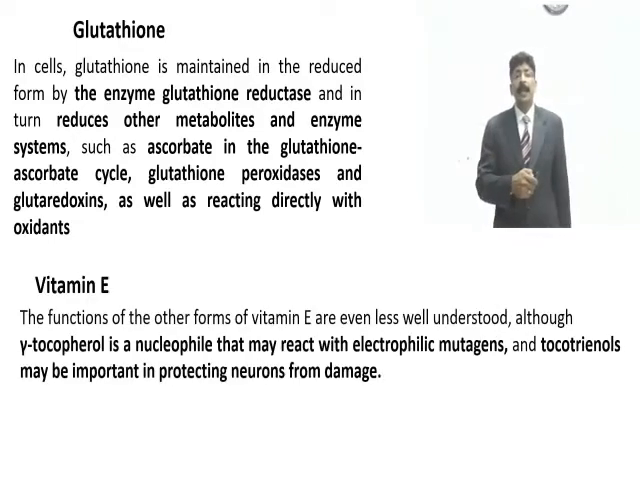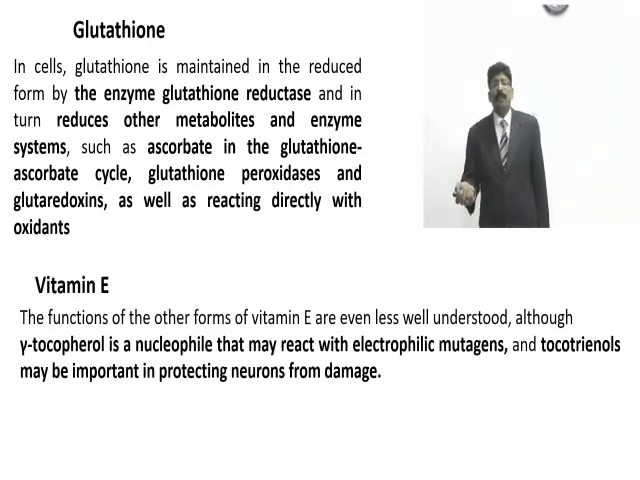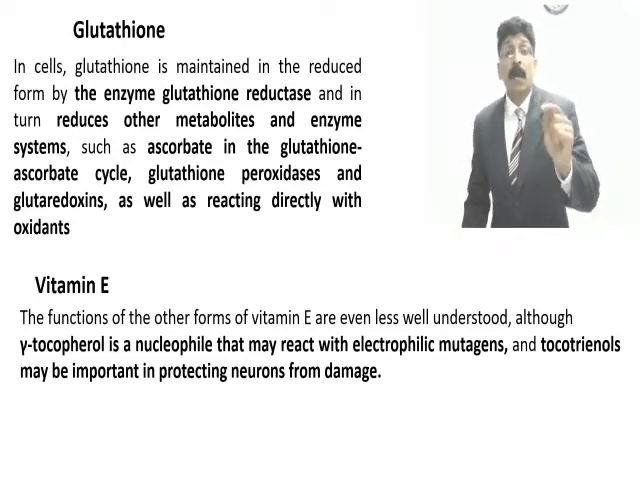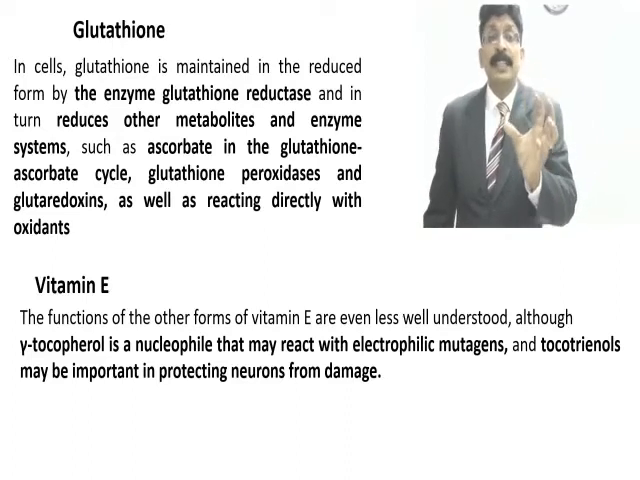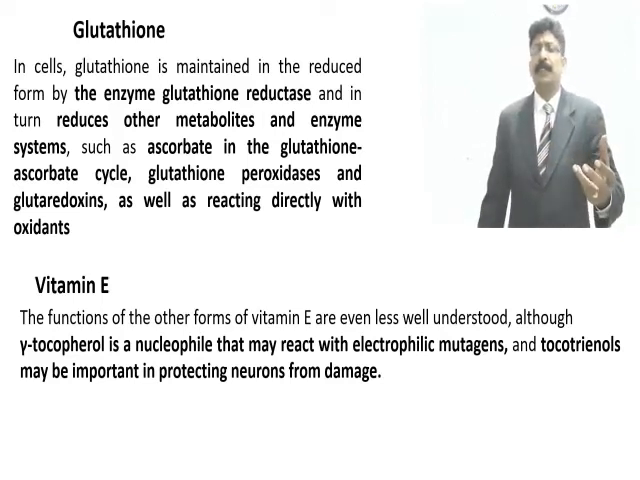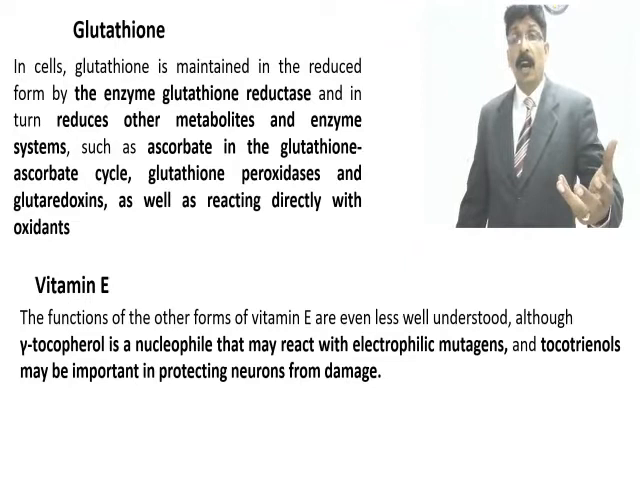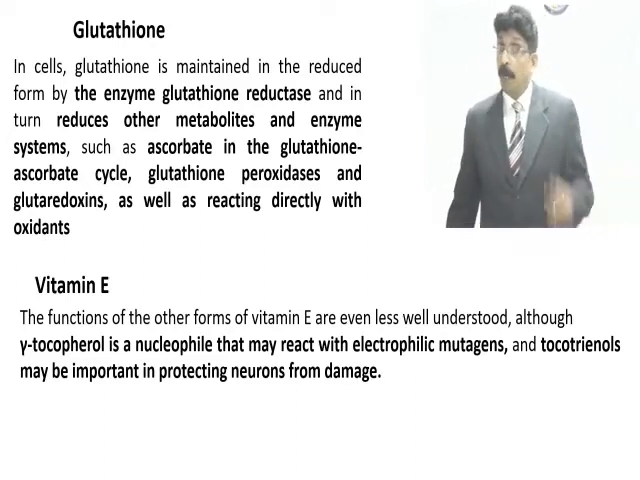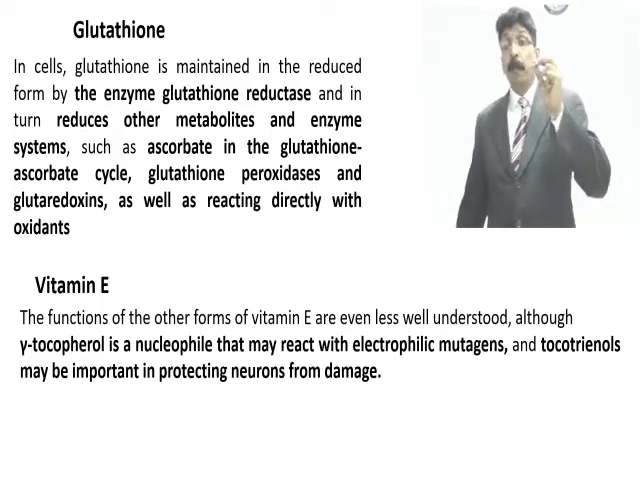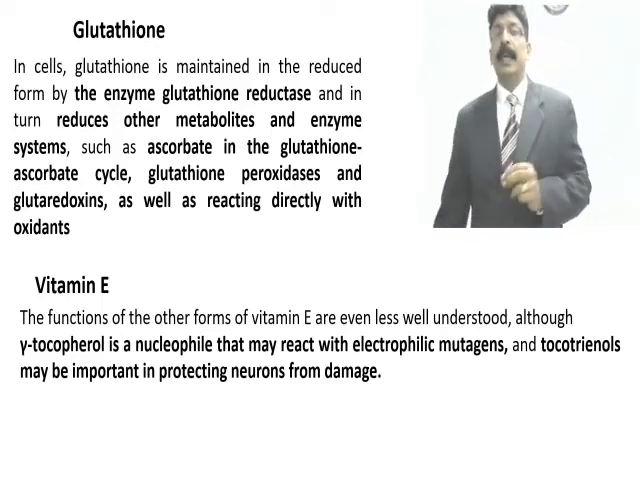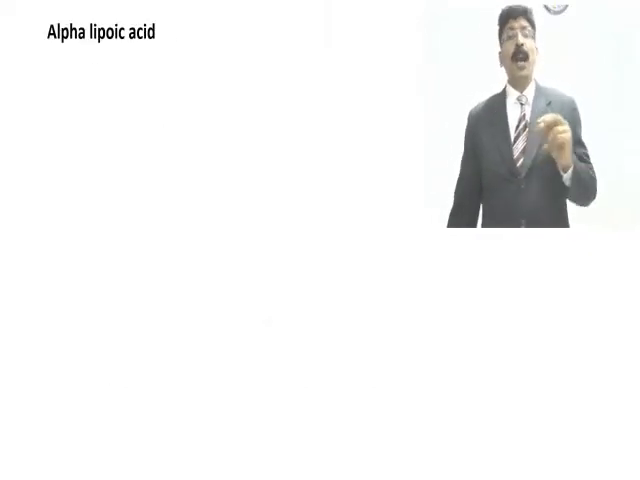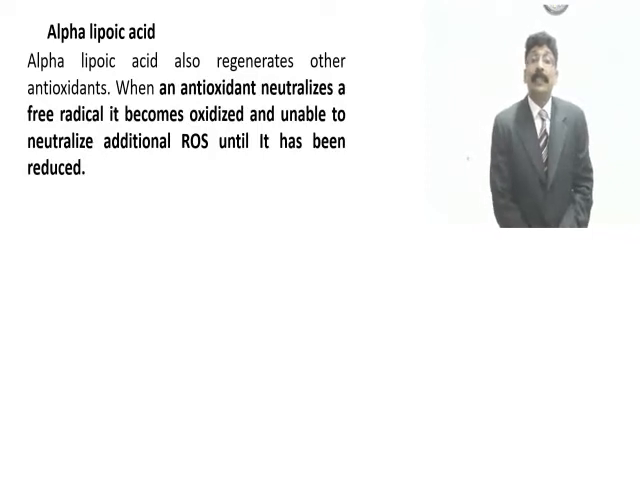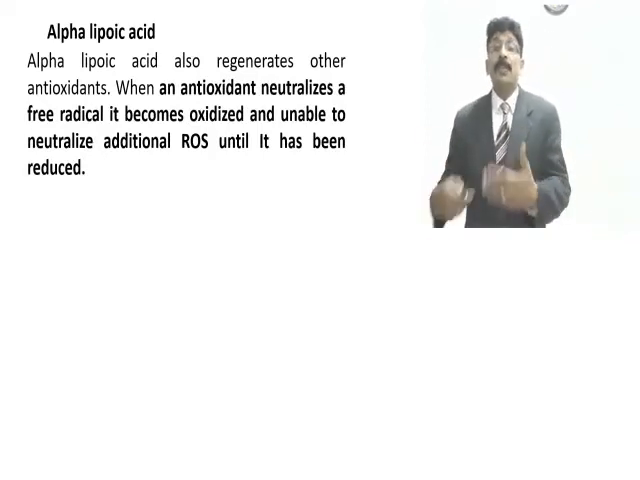Vitamin E, tocopherol, that is a function of another form of vitamin E. Gamma tocopherol is a nucleophile that may react with electrophilic mutagens, and tocotrienols may be important in protecting neurons from damage. And alpha lipoic acid also regenerates other antioxidants. It helps to regenerate other antioxidants.